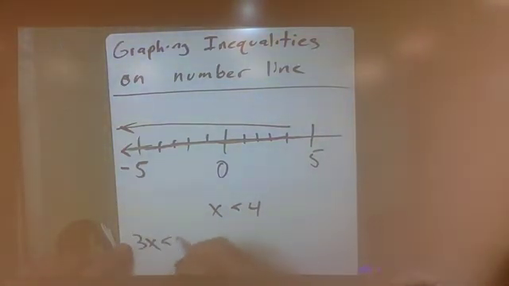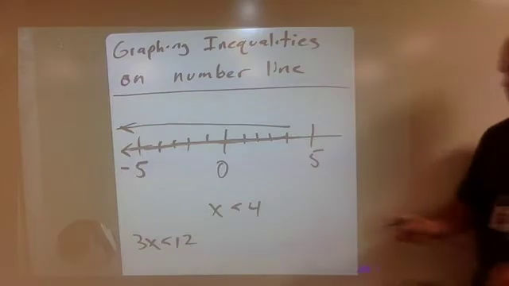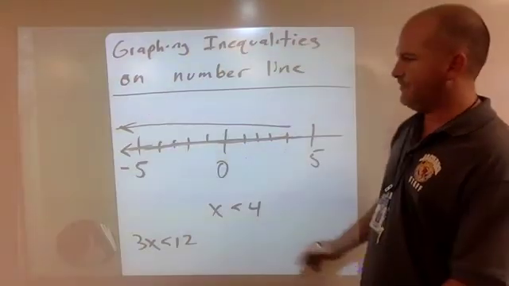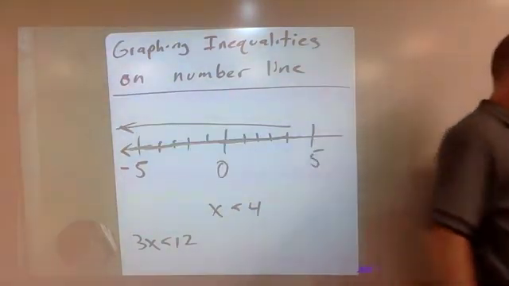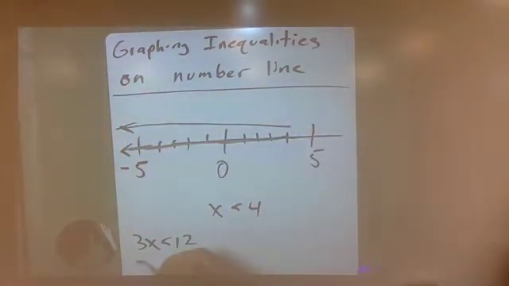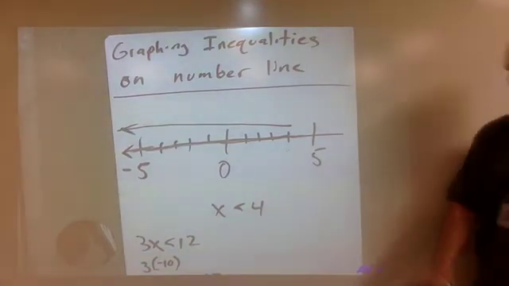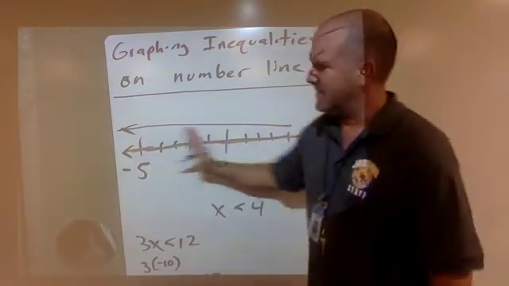3x is less than 12. So that's why there's an infinite amount of answers. You can pick anything on the number line that goes to the left forever. You could pick -10. You could substitute in -10 here. 3 times -10 is -30, and yes, -30 is less than 12, so it works. So you can pick anything less than 4.